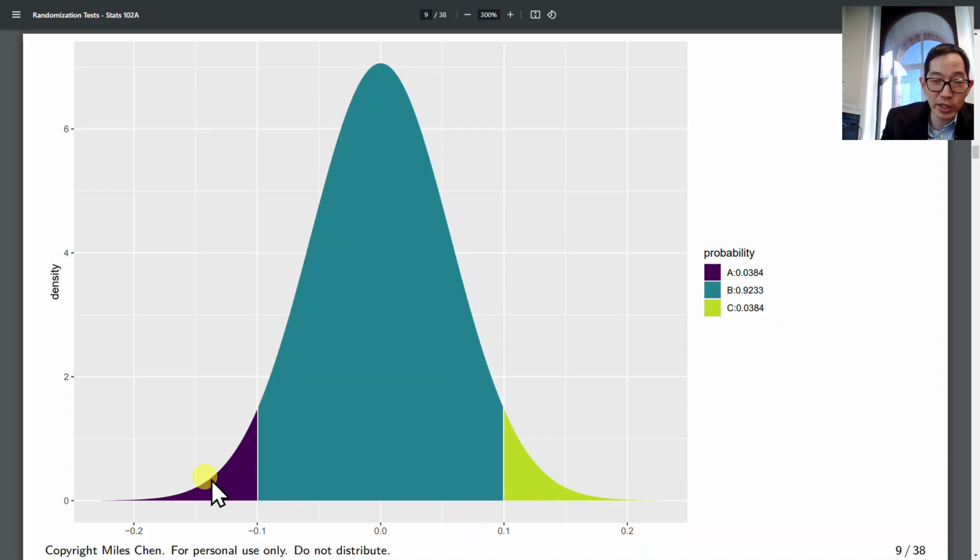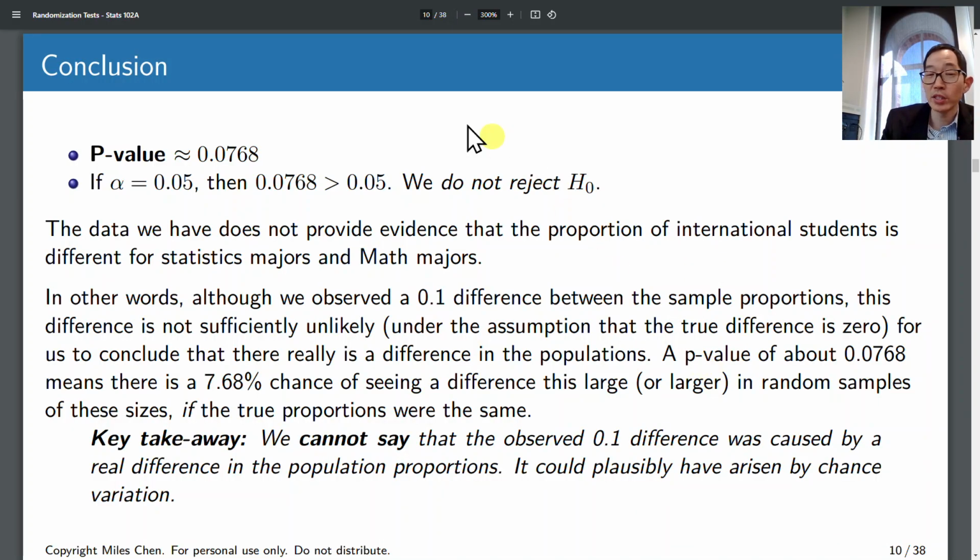So 0.1 and higher, and negative 0.1 and more negative. When you calculate that, you get a little less than 4% in each tail. Total p-value a little under 8%. So our p-value is around 7.68%. If our significance level is 5%, then my p-value is greater than my significance level, and I would not reject the null hypothesis.